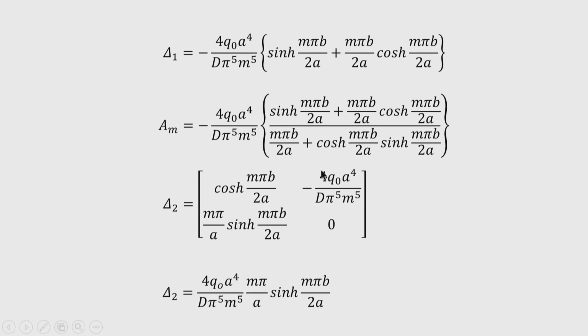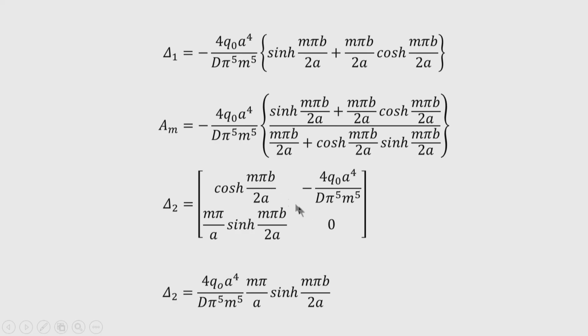In place where the d_m appears, that is the second place, the non-homogeneous term in the first equation is minus 4 q naught a to the power 4 divided by D pi to the power 5 m to the power 5. I mean the terms on the right hand side are put here, and in the second equation it is found from the slope condition. That means the forcing function, which was constant, does not appear in the slope equation. So, therefore, this term is 0 here and it is appearing in the second column, second row.